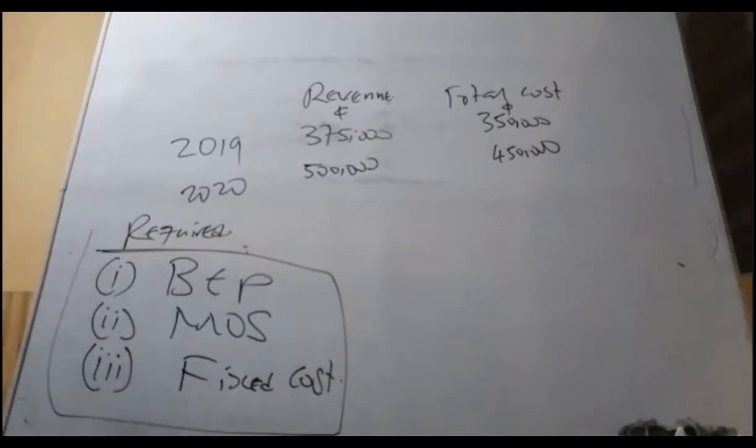Even though the requirements go like this, we have a particular point that you can solve. That is all. So this is the question. So we are done. Calculate the break-even point. Number two, margin of safety. And number three, the fixed cost. That is all. I am done. Start work.